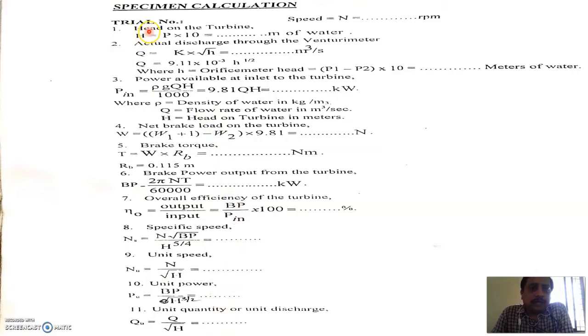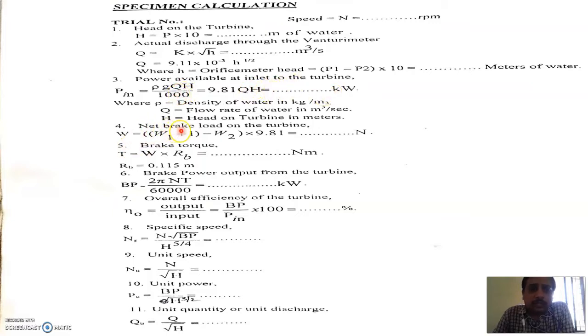First, the head of the turbine is given as H equals P into 10. You measure P, note down that reading and write it here. Then you find the actual discharge, that is Q equals K into root H. Then you find the available power, that is P_in equals rho g Q H divided by 1000.